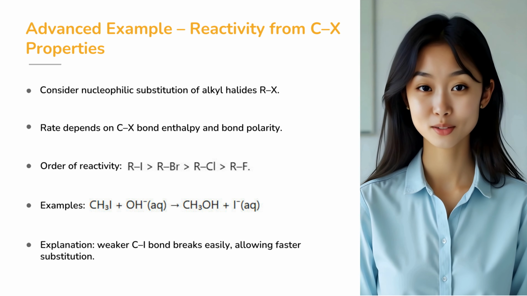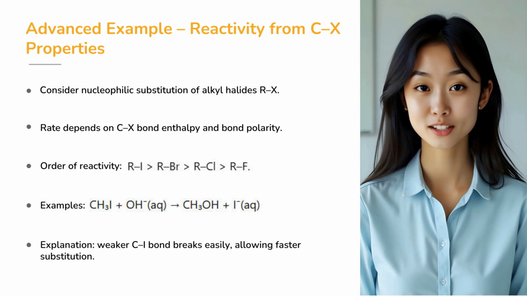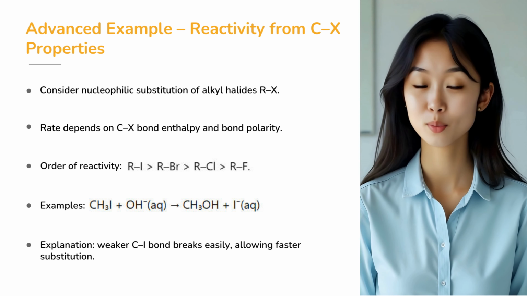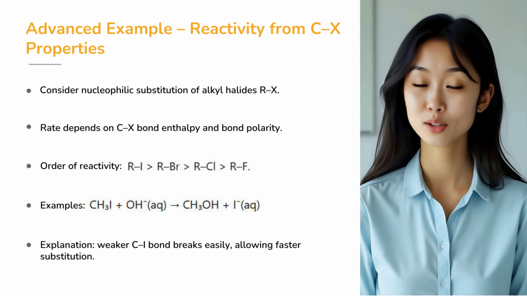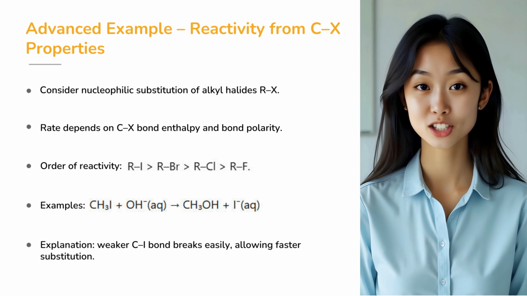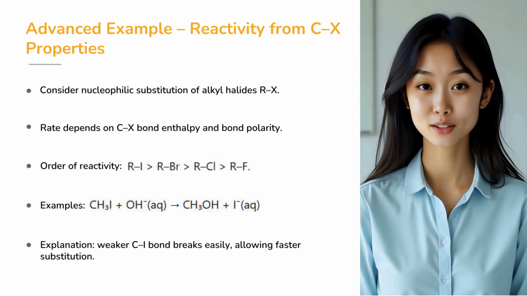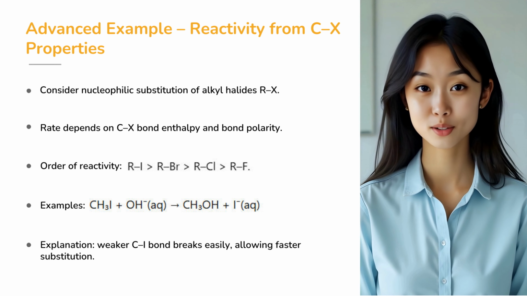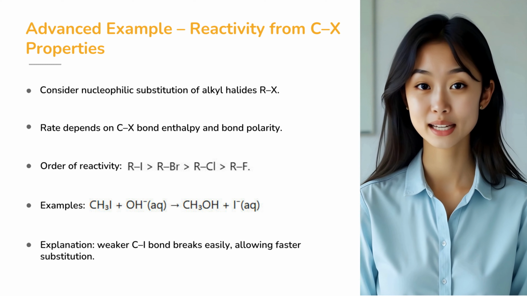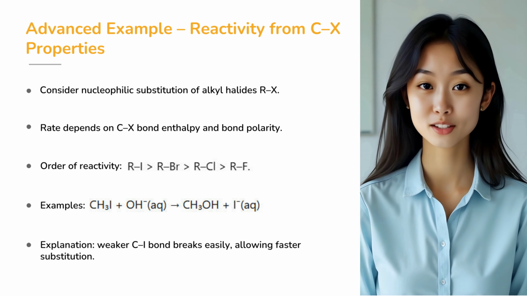Let's see how these properties explain reactivity. Consider the hydrolysis of methyl iodide compared with methyl chloride. Methyl iodide, written as CH3I, reacts with hydroxide ion in water to give methanol and iodide ion. We say CH3I plus OH minus aqueous gives CH3OH plus I minus aqueous.